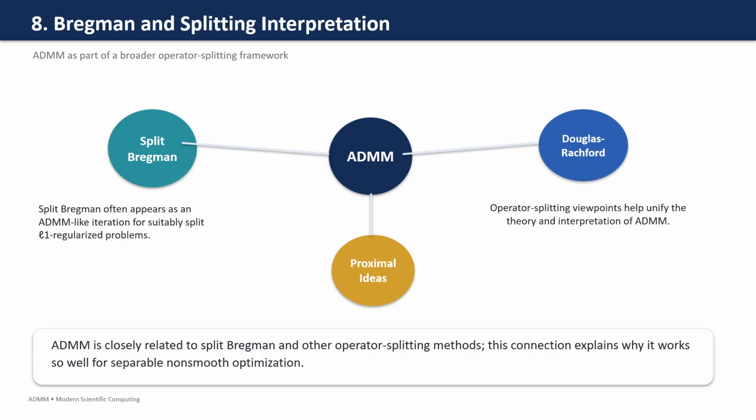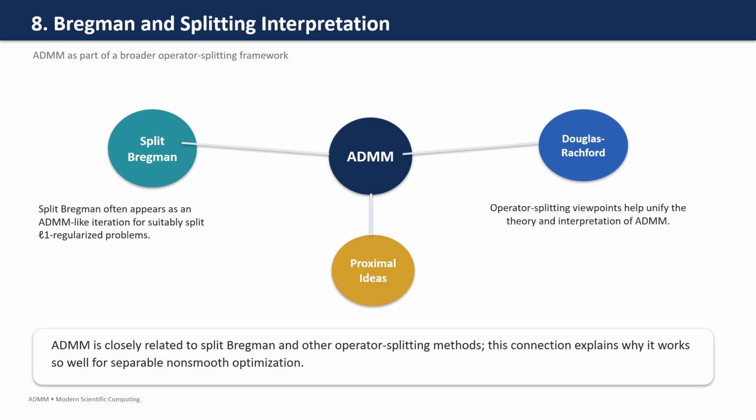Another idea that ADMM takes in is the proximal point method. Proximal methods solve optimization problems by repeatedly minimizing a local regularized version of the objective. ADMM can also be interpreted as using proximal-style updates on the split variables that it uses. Lastly, ADMM is also very strongly connected to the split-Bregman method. The split-Bregman method became very popular for L1 regularized problems, especially in image processing or compressed sensing.